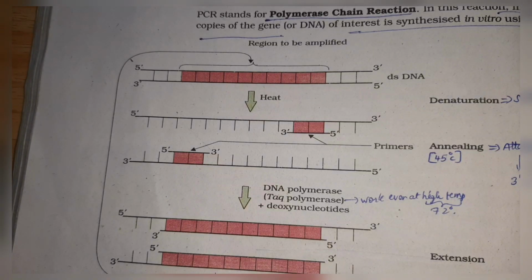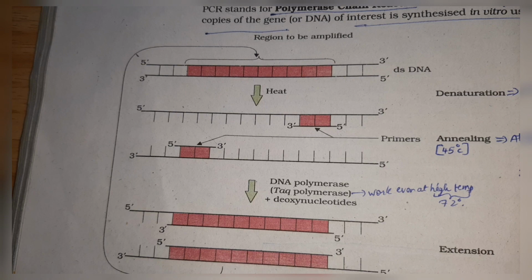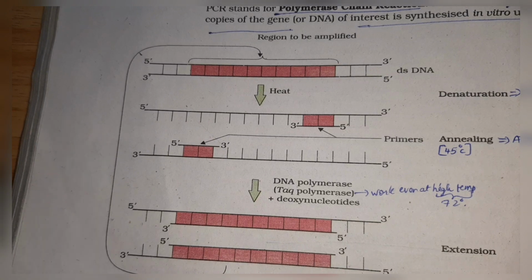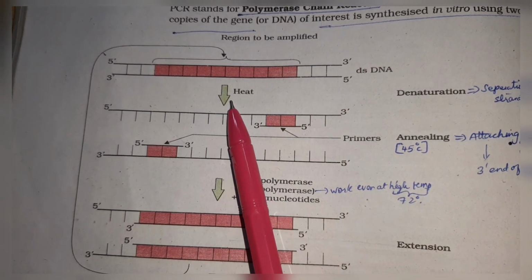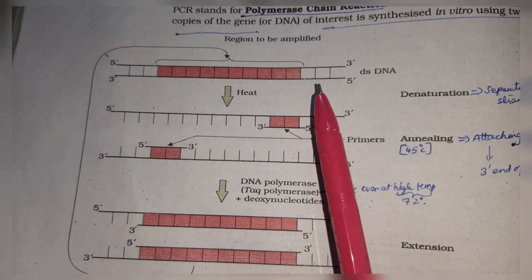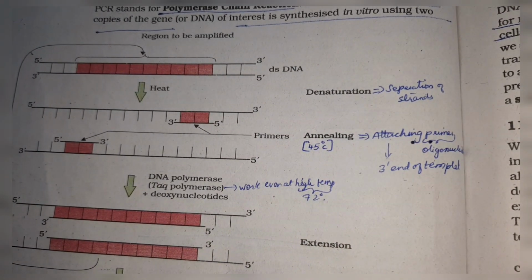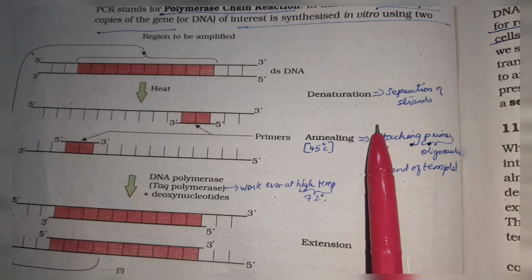Let's look at the polymerase chain reaction, PCR. There are 3 steps in each cycle. If you want copies of the DNA, these 3 processes should be repeated over and over. The first process is denaturation. The double stranded DNA undergoes heat. Denaturation means separation of strands. There are 2 strands, DNA is double stranded. So in the first process, we separate the strands.